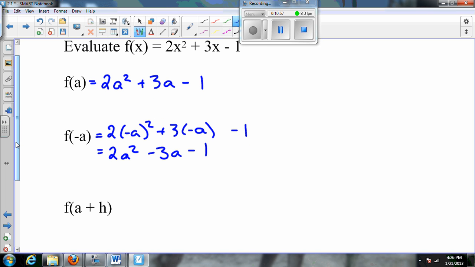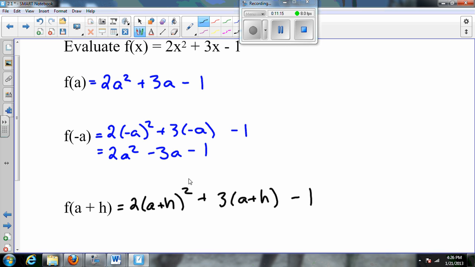Now we're going to plug in a plus h for x. So this one will have a little bit more work to do. So it goes 2 times a plus h, quantity squared, plus 3 times a plus h, minus 1. So we need to expand a plus h quantity squared into a plus h times a plus h. I'm going to have to FOIL. So it goes to 2 times a squared plus 2ah plus h squared.